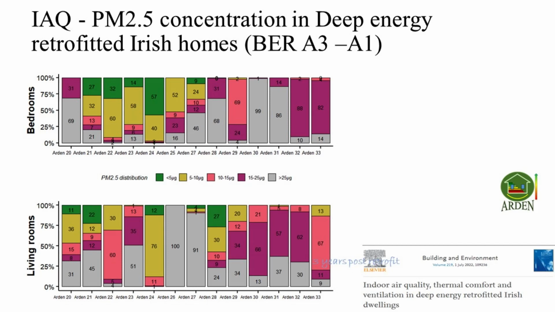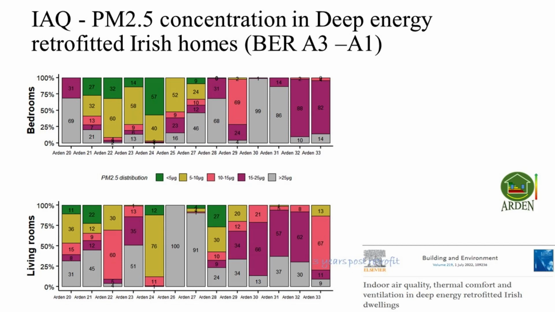So the colors to look at are the grey and the purple, because they refer to the percentage of time that the concentrations in the homes were above the WHO limit. So the grey is greater than the older limit of 25 micrograms per meter cubed. That's a 24-hour limit. And then purple is the new limit, which was introduced last September. So you can see that there's quite a lot of grey and purple bars going on in those houses.